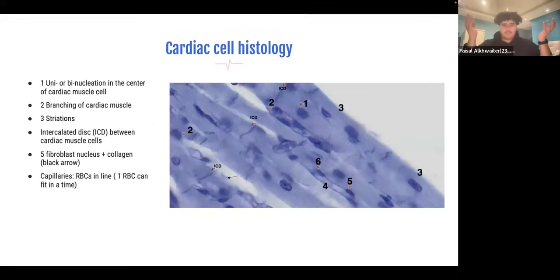So let's jump to my favorite part, which is the histology. I know it's controversial, but histology is really fun when you get to know it. So let's start with cardiac cell histology. This is one of the rare slides that I'll be explaining a lot. I love asking questions, especially in histology, because that's how information usually sticks.